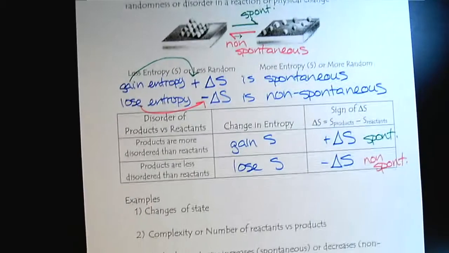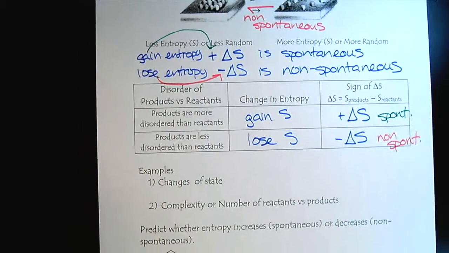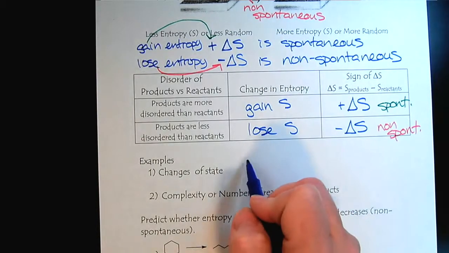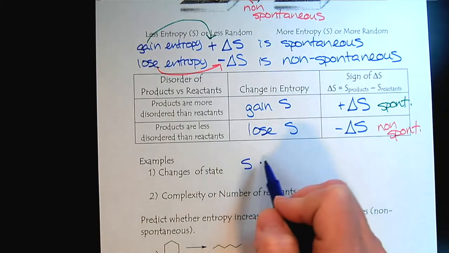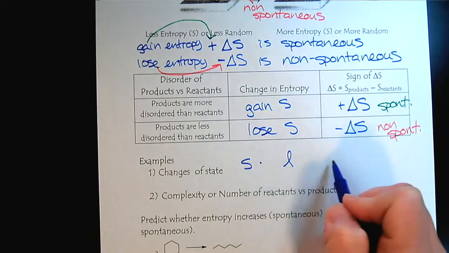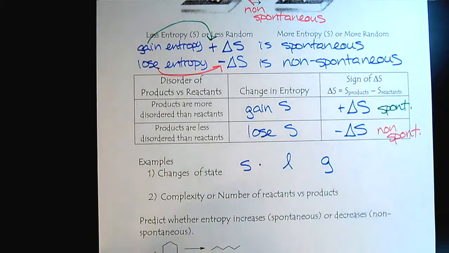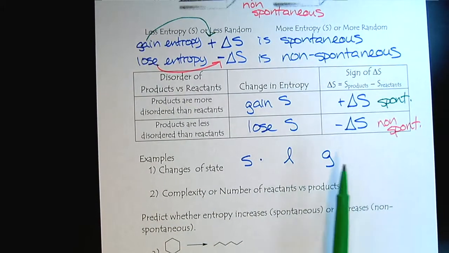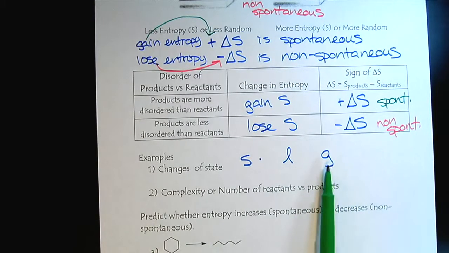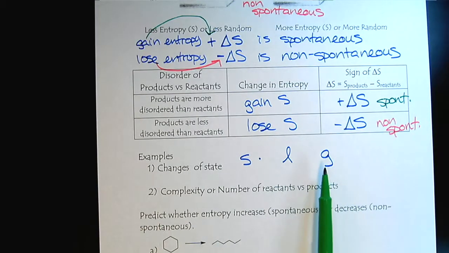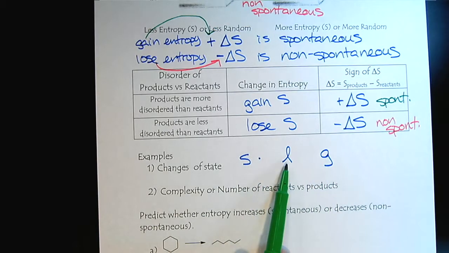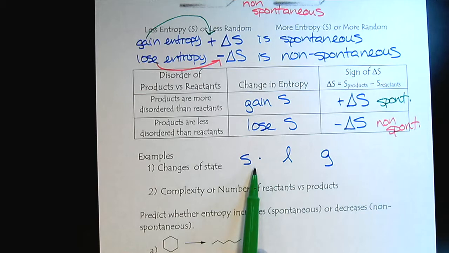Okay, so that would be for a reaction. What about changes of state? If we think about the kinetic theory of matter and what we've learned about the various states of matter, which has the most entropy? It's definitely going to be gas. They're completely independent of each other, dominated by kinetic energy. Liquids have more entropy and disorder than a solid.